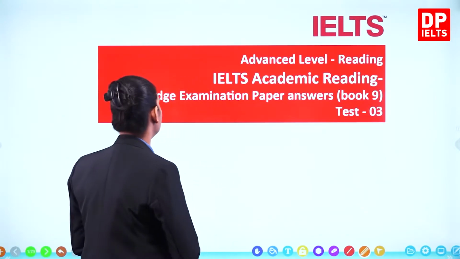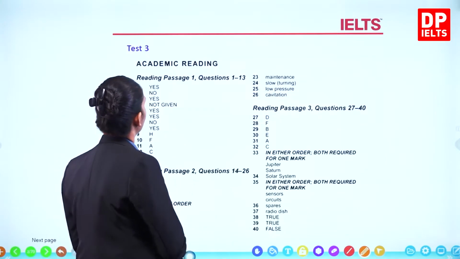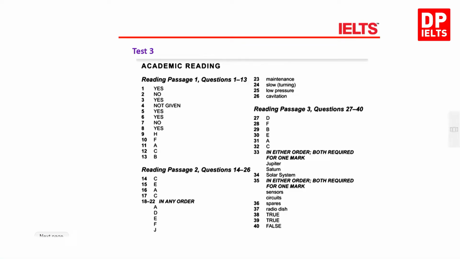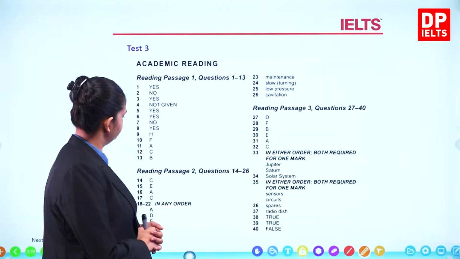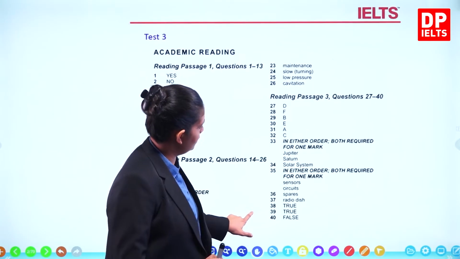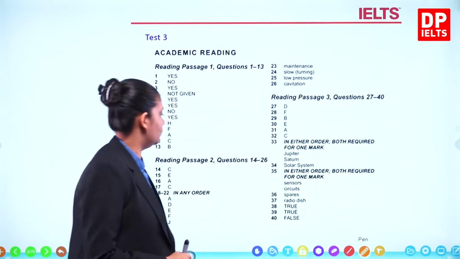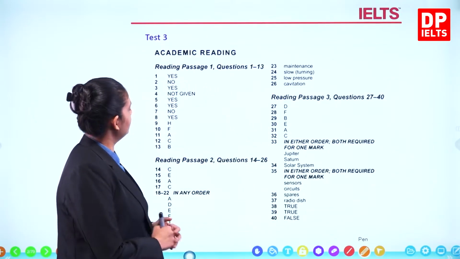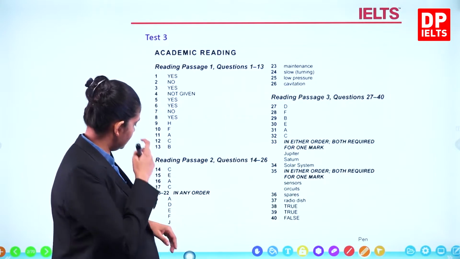Let's have a look at the answers. So test 3, you've got all the answers here, reading passage 1, 2 and 3. I'd like you to jot down the answers. Let me just center this a bit. Right, and there you go. Please mark it, make sure the spellings are correct, okay?